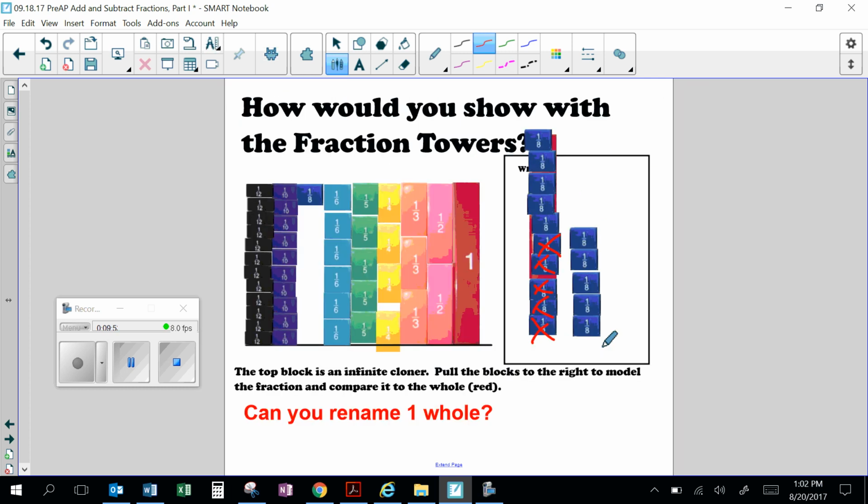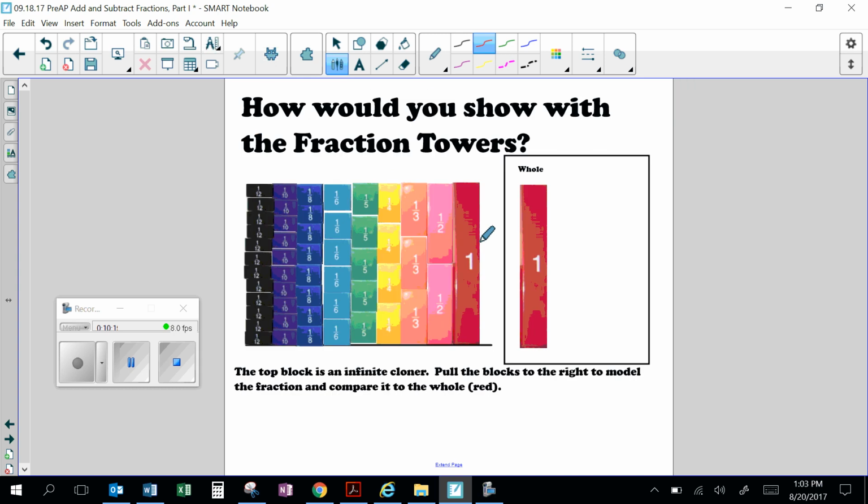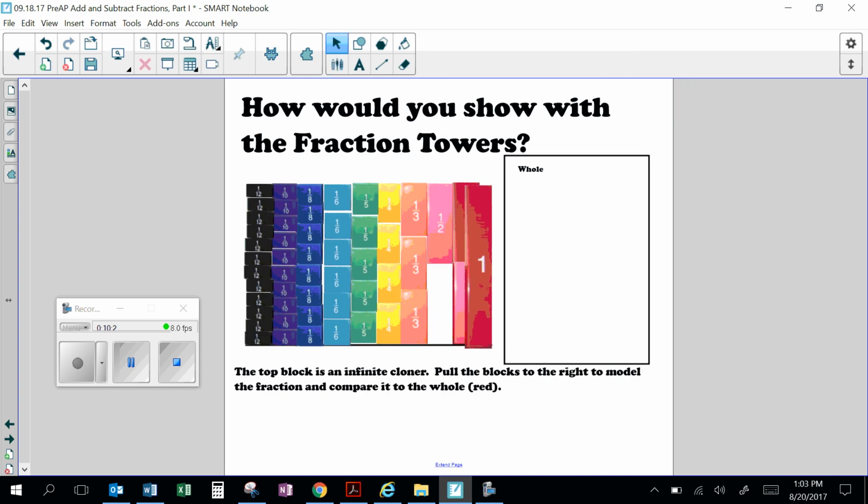Let's practice one more. Kate and Ben are collecting aluminum cans to earn money for their school project. So far, Kate has collected 16 2/3 pounds of cans. Ben has collected 14 and 3/4 pounds. How many more pounds has Kate collected than Ben? So Kate is a better recycler, as I can tell. So this is a subtraction problem. What do 2/3 and 3/4 share in common?